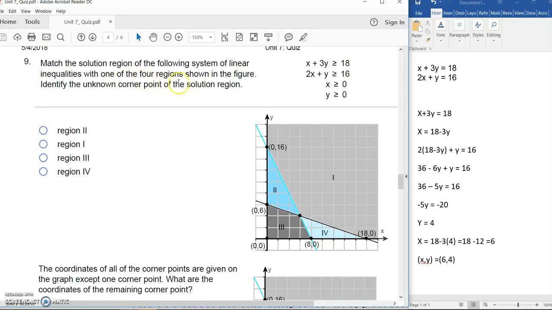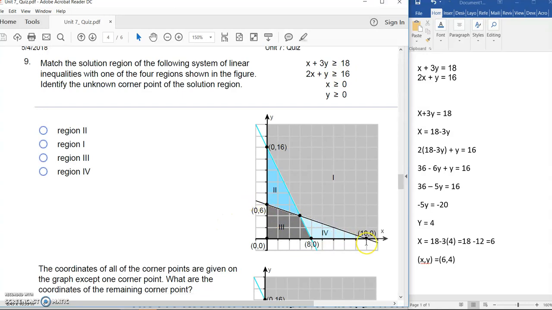So in the next question, you'll notice that the equations are exactly the same except that the inequality is reversed. So these are greater than. So that means when you choose 0, 0, this is going to give you 0 greater than 18, which is not correct. That means we should exclude that. And the same thing, 0 greater than 16, also not correct.